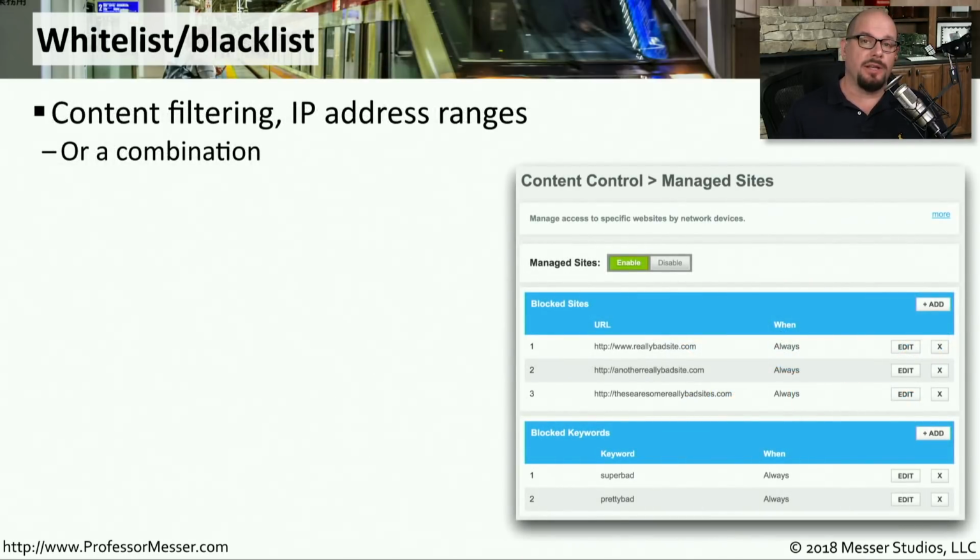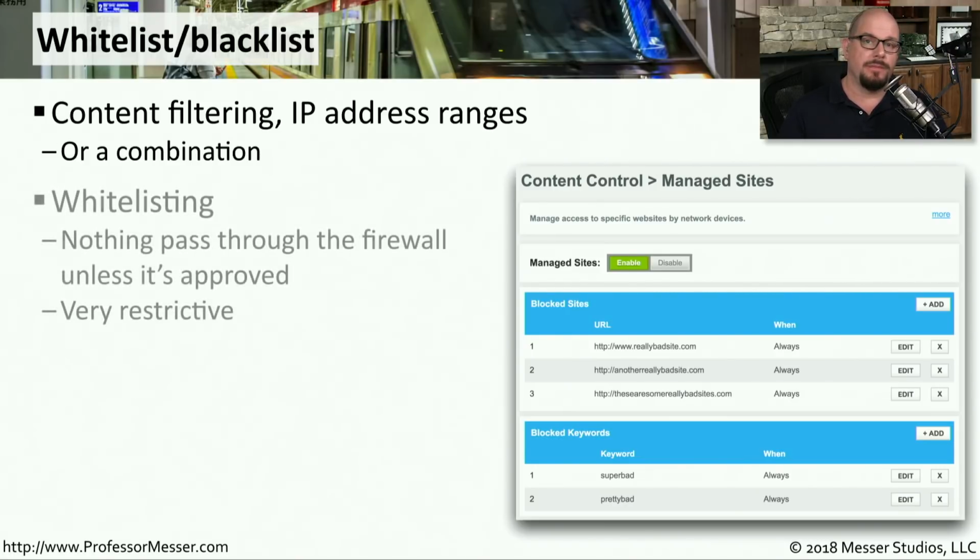Many SOHO routers allow you to perform content filtering inside of the router. So any communication out to the internet can be filtered by URL or can be filtered by a name that's in that URL. There are two common philosophies when configuring content filtering.